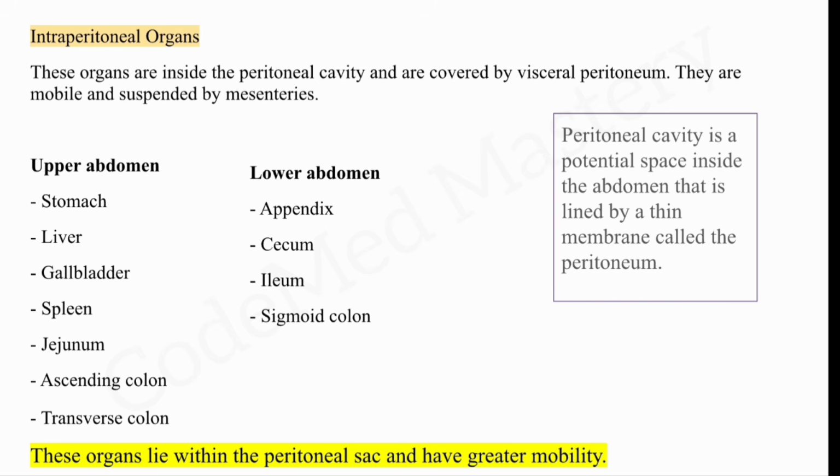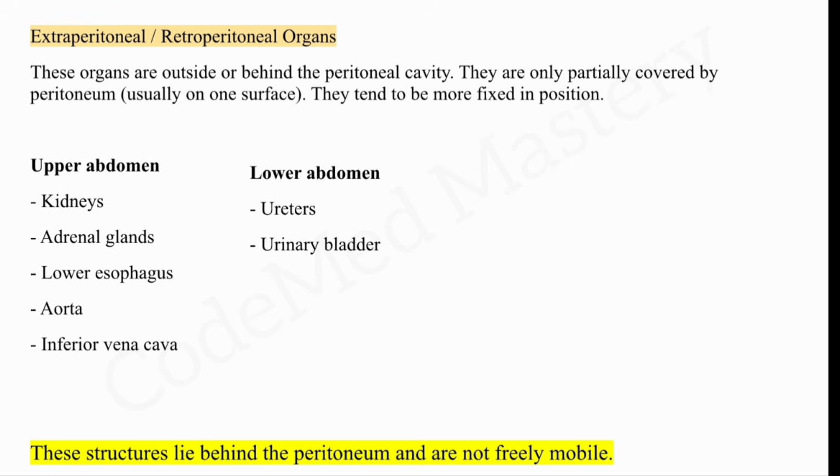Now let us learn about extraperitoneal organs. It is also known as retroperitoneal organs. So these organs are outside or behind the peritoneal cavity. Okay? And they are partially covered by peritoneum, usually on one surface. They tend to be more fixed in position. So these organs are not freely mobile, where intraperitoneal organs were freely mobile, but extraperitoneal organs are fixed in position.